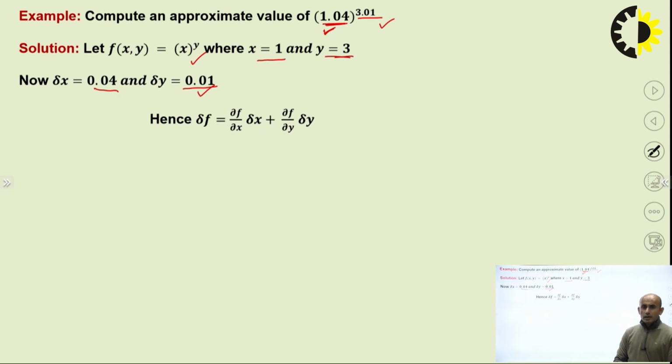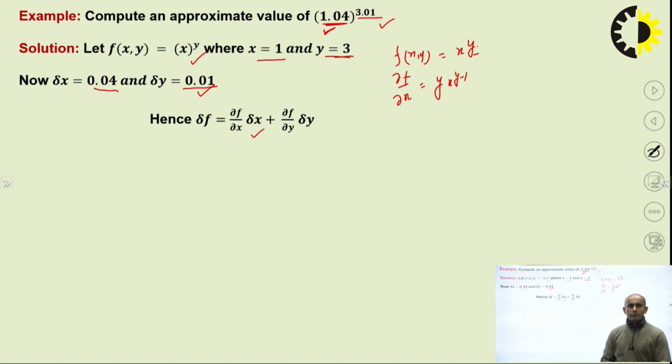Now the approximate error in the value of f will be delta f equals del f upon del x delta x plus del f upon del y delta y. Now first we have to find the values of del f upon del x and del f upon del y. Since we have f as a function of x, y, and that is x to the power y, if we differentiate this function with respect to x, then y will be treated as constant. So we have y times x to the power y minus 1. So this is del f upon del x, which is y into x to the power y minus 1.